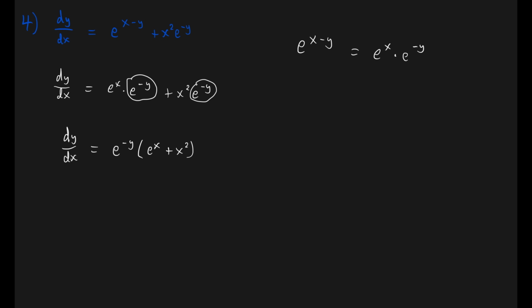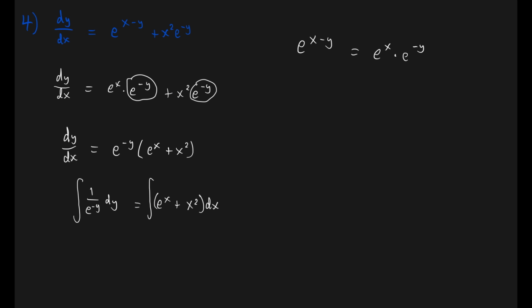So we're going to divide both sides by e to the negative y and multiply both sides by dx. So here we've got 1 over e to the negative y times dy is equal to e to the x plus x squared times dx. All right, now we take the integral of this and the integral of this.